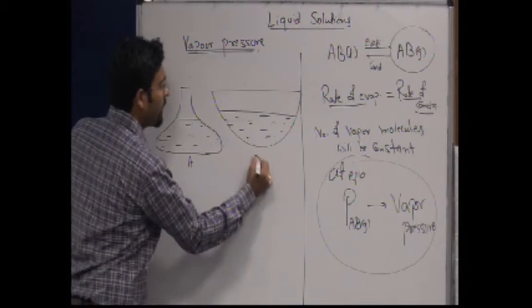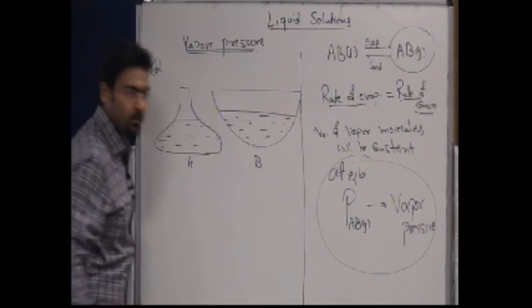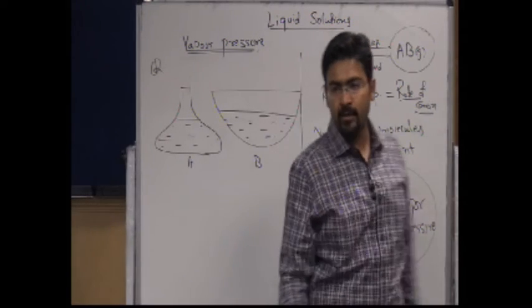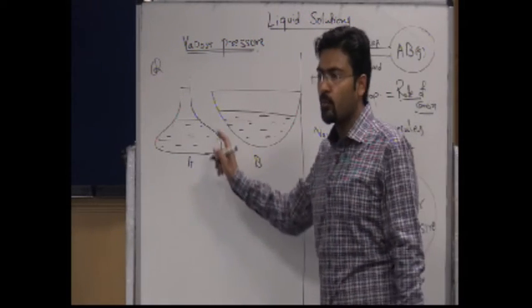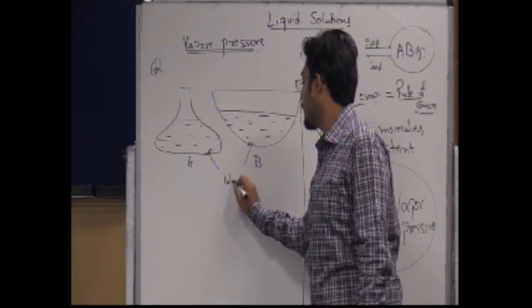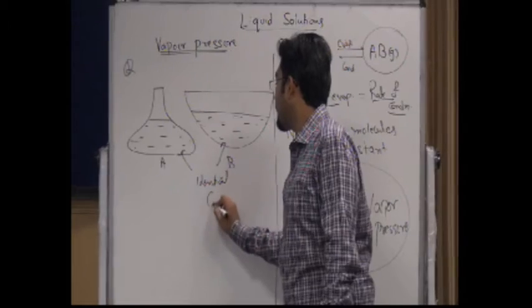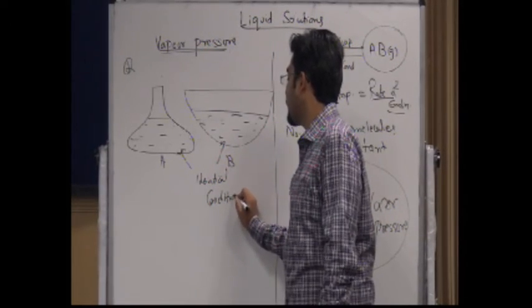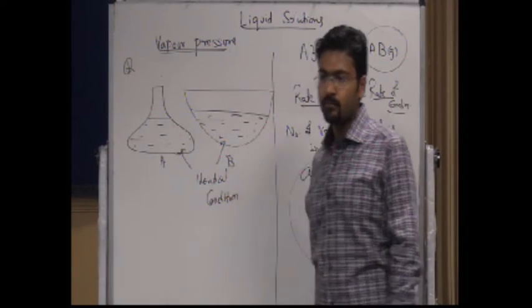So I have two containers. This is a theoretical question we're going to discuss. Both of them are closed. Both contain the same liquid, in identical conditions. The only condition which is different is the shape of the container, right?